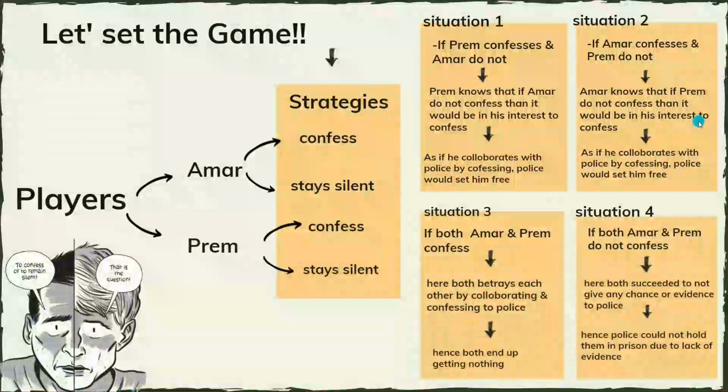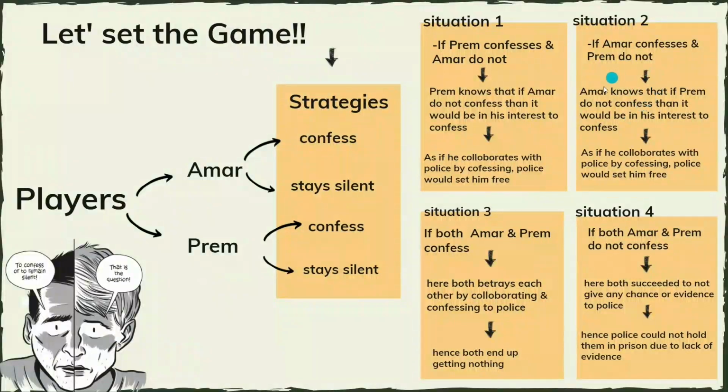Here we have two players, Amar and Prem, and each has 2 strategies: either to confess or remain silent. Depending on the strategies taken by Amar and Prem, we have 4 possible situations. Situation 1 illustrates the scenario when Prem confesses and Amar does not. Prem knows that if Amar does not confess, then it would be in his interest to confess. And if he collaborates with the police by confessing, the police would set him free. Situation 2 is when Amar confesses and Prem does not.